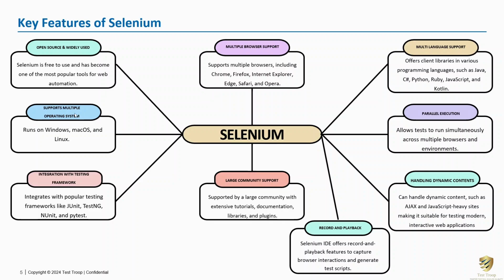It supports multiple operating systems. It runs on Windows, Mac OS, and Linux, which means the scripts that you write can be reusable on multiple platforms. It supports parallel execution. The component of Selenium by name Selenium Grid allows the tests to run simultaneously across multiple browsers, multiple environments, on multiple machines.